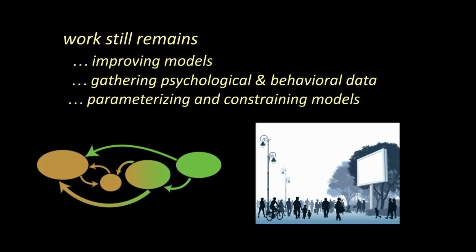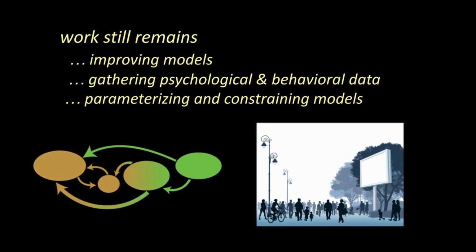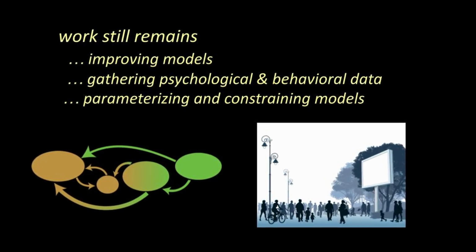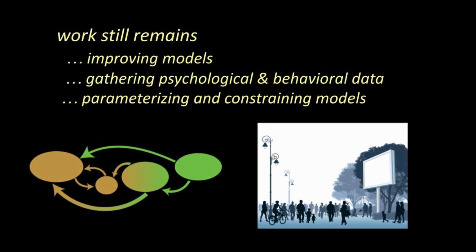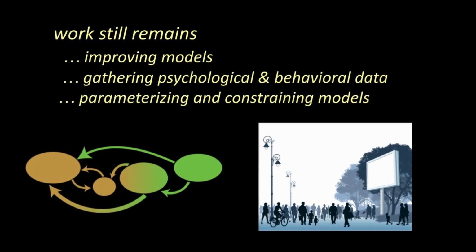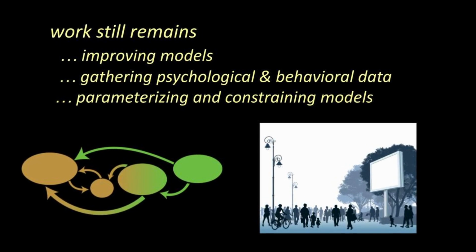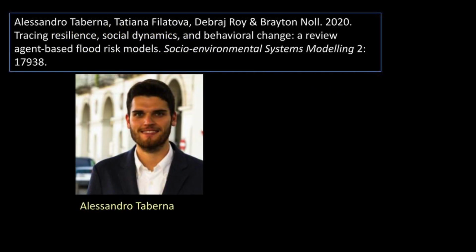Socio-environmental systems modelers have made great progress in the last several years in incorporating psychologically sophisticated theories of behavior into their models. But a great deal of work still remains ahead in terms of improving on those models and gathering reliable psychological and behavioral data to parameterize and constrain them.